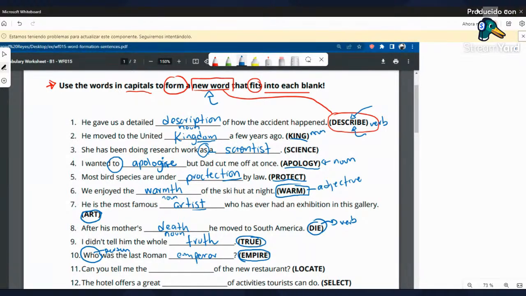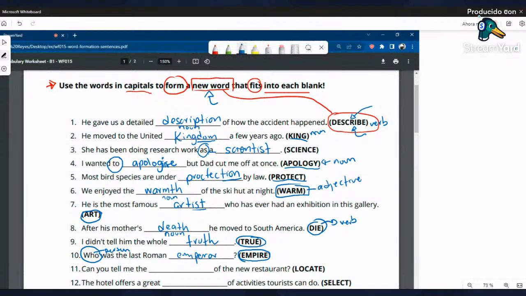Number 11. It says, can you tell me the of the new restaurant? And we need to use the word locate as the base. So in this case, the location. Can you tell me the location of the new restaurant? And the last one, the hotel offers a great of activities tourists can do. We need to use the base of select. So in this case it will be selection. There you go. The hotel offers a great selection of activities tourists can do.